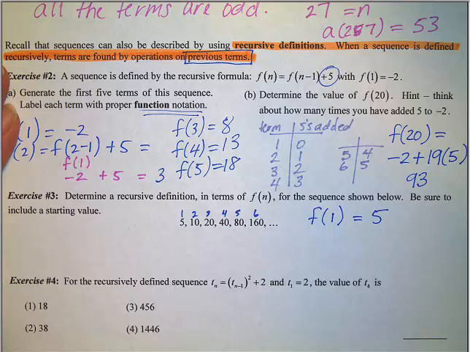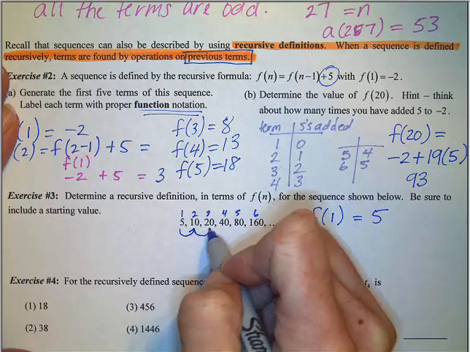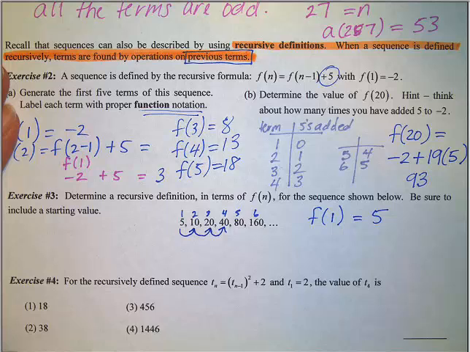We have to know where to start in a recursive. What is our pattern doing? So what are we doing to 5 to make 10? What are we doing to 10 to make 20? What are we doing to 20 to make 40? And so on. Hopefully you said multiplying by 2.